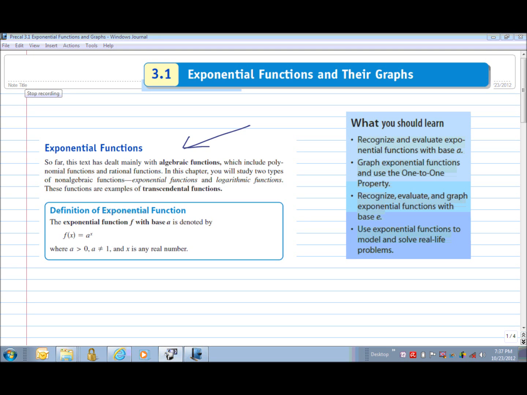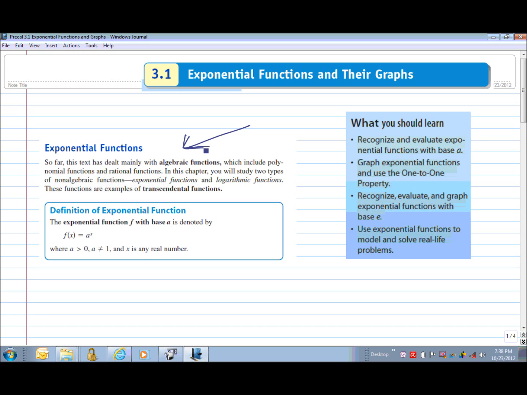This is 3.1, exponential functions and their graphs. I want to give you a little bit of history and where we've been and where we're going with functions right now. So far in the text, we've dealt mainly with algebraic functions, which have included polynomials and rational functions.